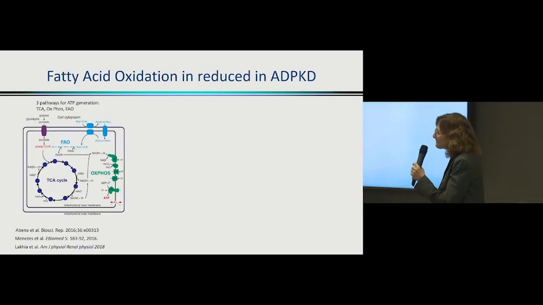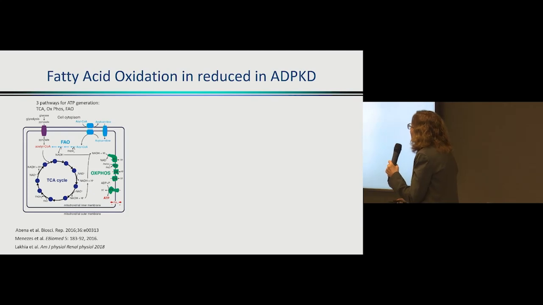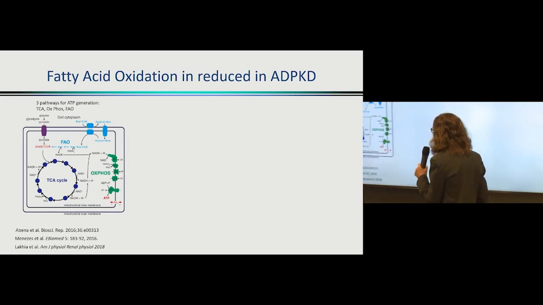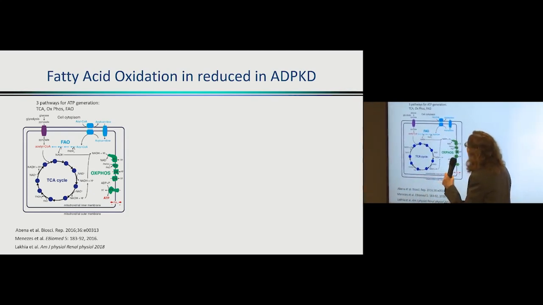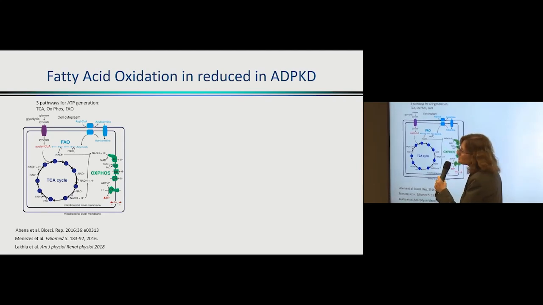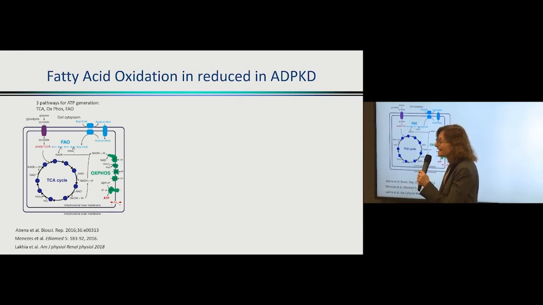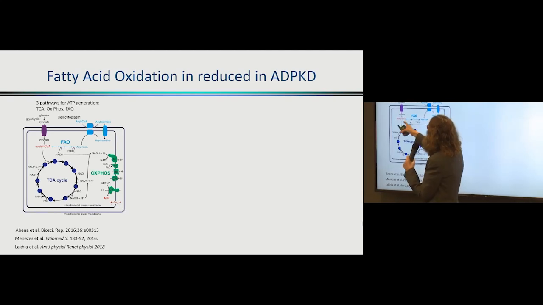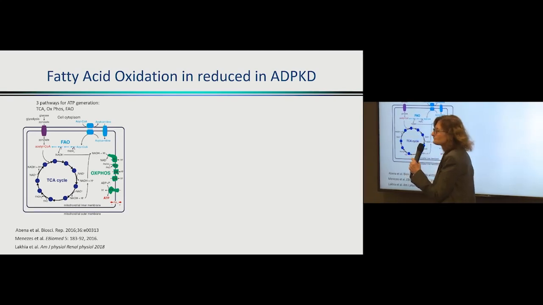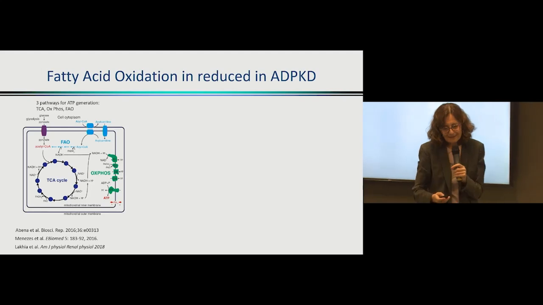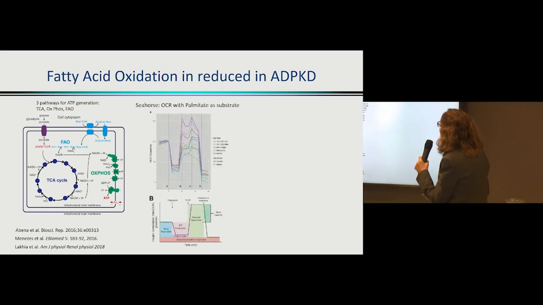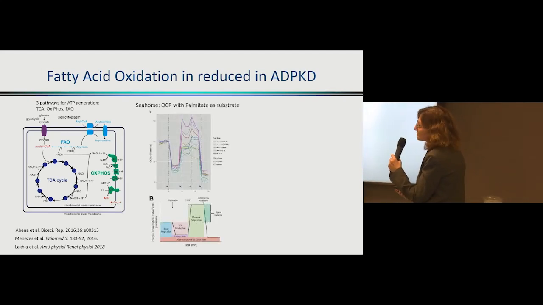My last metabolic reprogramming topic has to do with fatty acid oxidation, which it turns out is reduced in PKD. I just want to say again, this is the general pathway for ATP generation in the cell. And as you remember, this is the TCA cycle, but you can get into this TCA cycle by using fatty acids, right? So if you break down fatty acids, you're going to get to acetyl-CoA, and you're going to go through this whole pathway. And it turns out that fatty acid oxidation is reduced in PKD.